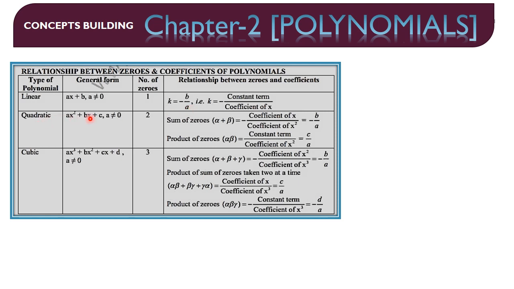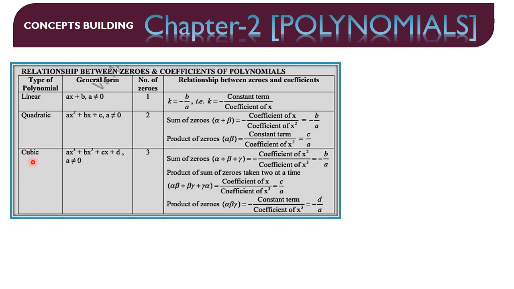Same way for quadratic, the number of zeros is 2, let them be alpha and beta. Sum of the zeros, this is the first relation, that is alpha plus beta is equal to minus b by a, and product of zeros alpha into beta is equal to c by a, where a is the coefficient of x square, b is the coefficient of x, and c is the constant term.